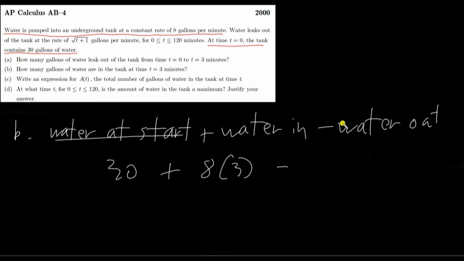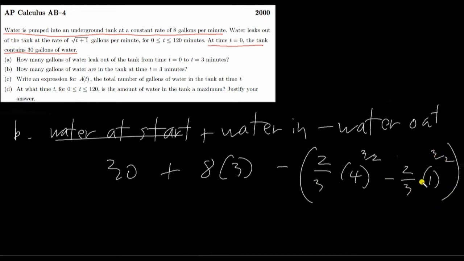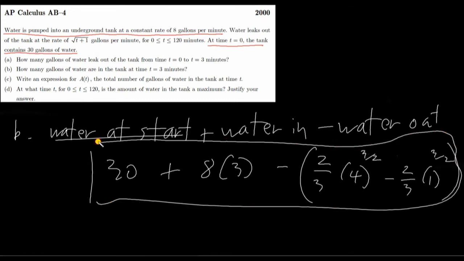And then water out, well, we already did the integration to find out how much water has gone out of the tank in the first 3 minutes, and we got 2/3 times 4 to the 3/2 minus 2/3 times 1 to the 3/2, right? And then this would be the final answer there. So for points, this would be a simple 1-pointer because there wasn't that much to it.